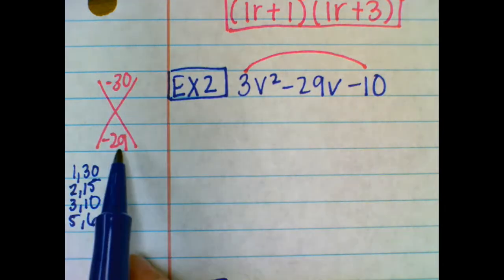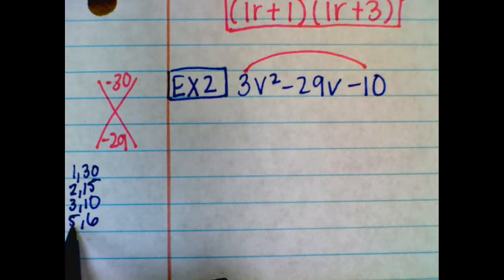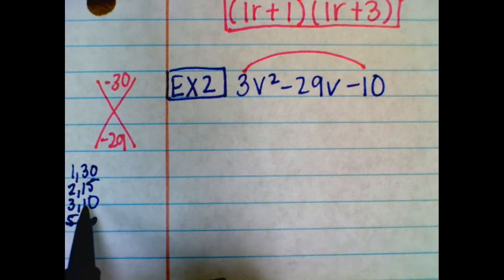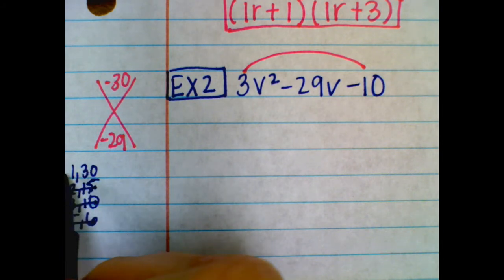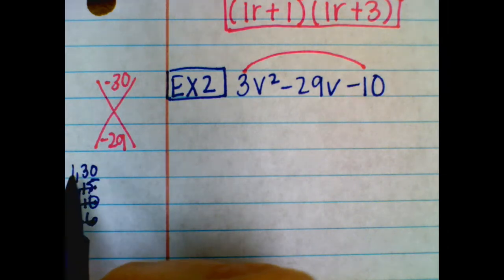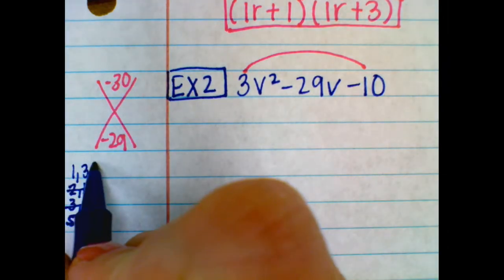I need them to get me 29. If I add 5 and 6, I get 11. If I do 6 minus 5, I get 1. That's never going to work. 10 and 3 gets me 13, or 10 minus 3 gets me 7, so nope. 15 minus 2 is 13. 15 plus 2 is 17. 30 plus 1 is 31, but 30 minus 1 is 29. Okay, so it's definitely this pair.